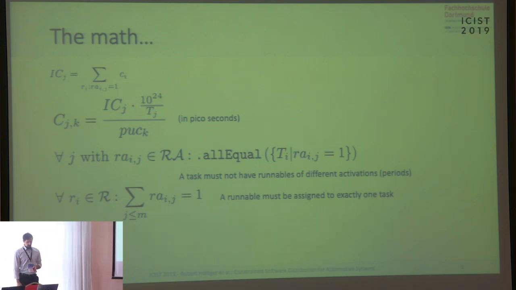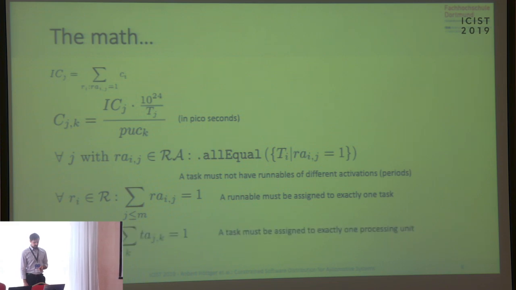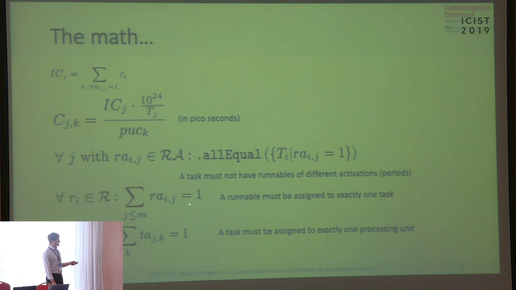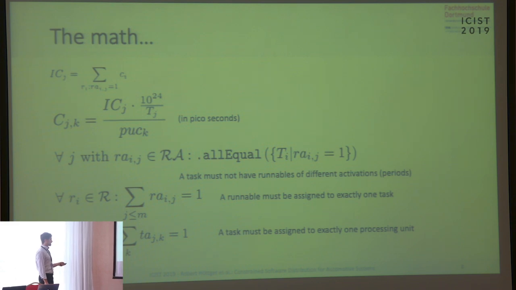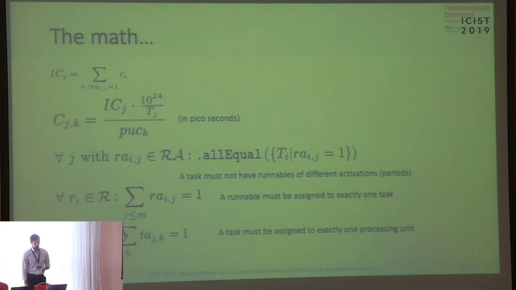All right. And similarly, you can use basically the same thing for the tasks, not only for the runnables. And then you use the K index, which stands for the processing unit. So a task can only be mapped to one processing unit.